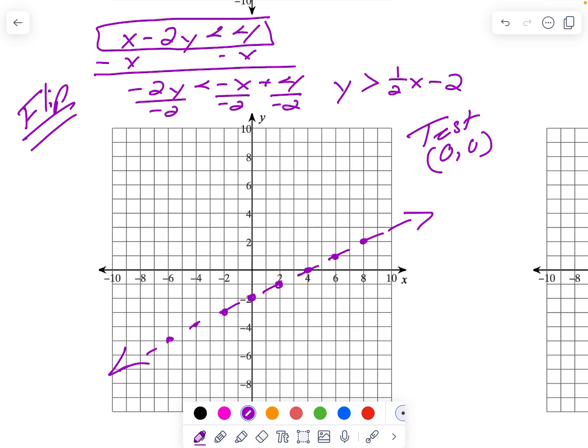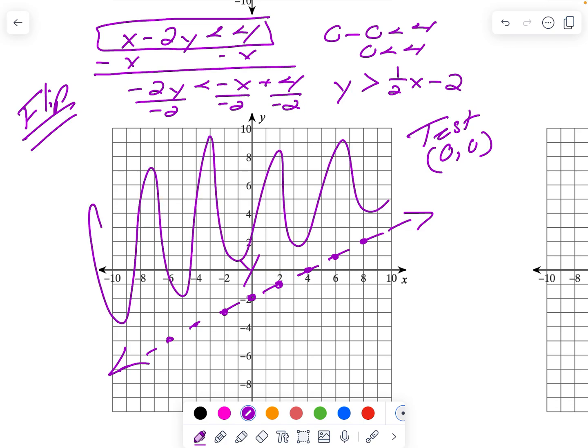So if we test 0, 0, we're going to get 0 minus 0 is less than 4. 0 is less than 4. Yes, again, one more time. 0 is correct, but it is above. And that is indicated there because generally, if y is greater than, it should be shaded above.